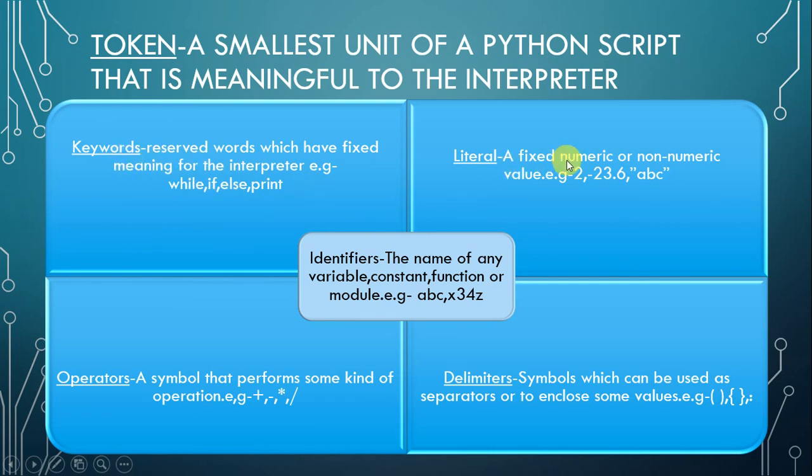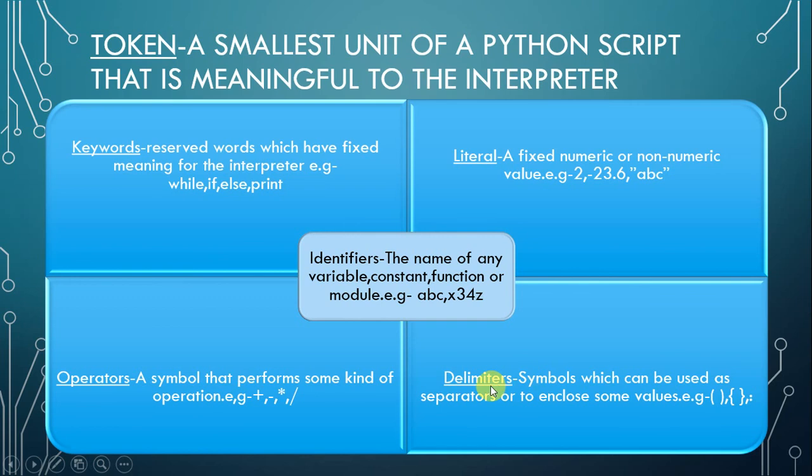Then literals. Literal is a fixed numeric or non-numeric value. It can be any integer value, float value or string value. It can be positive, it can be negative. Identifiers. Identifiers means which identify anything. That is the name of any variable, constant, function or a module. For example, ABC, X34Z. These all are identifiers. Operators. Operators, as we have discussed before, is a symbol that performs some kind of operation. It can be plus, minus, multiply, divide, exponentiation, floor division, greater than, less than, any type of operator.